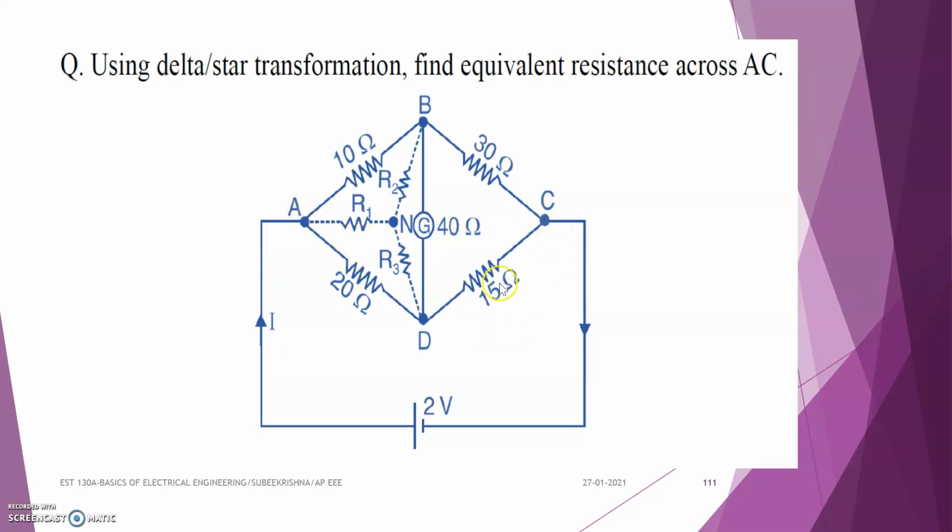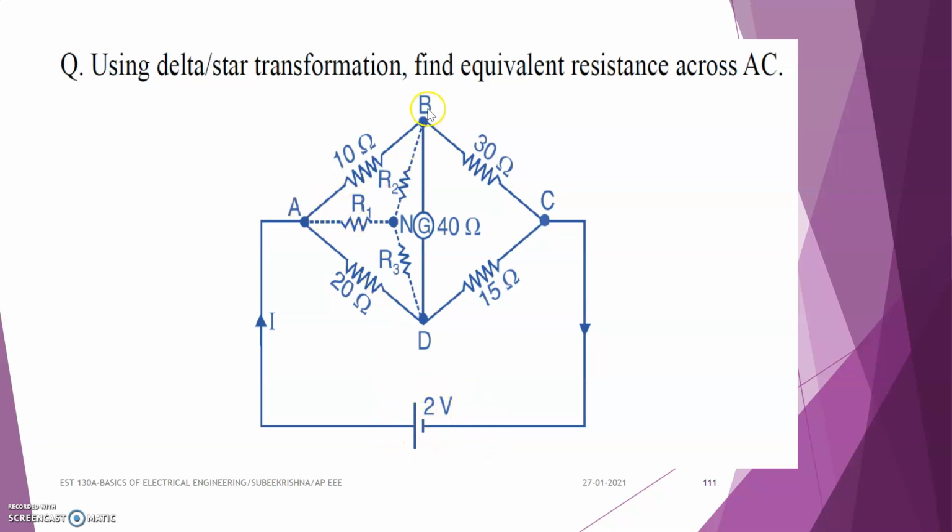that is RAC. So before that, in this circuit, A, B, C, D are the 4 points, and here a 10 ohm resistance is connected, here it is 30, here it is 15 ohm, and here it is 20 ohm, and the galvanometer resistance of 40 ohm is present here. So these are the resistances connected in the circuit, and here we are using a 2 volt supply.